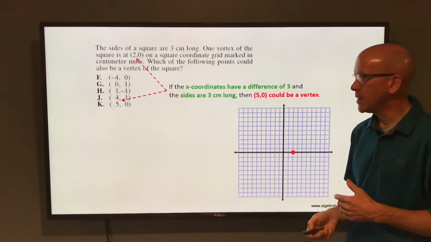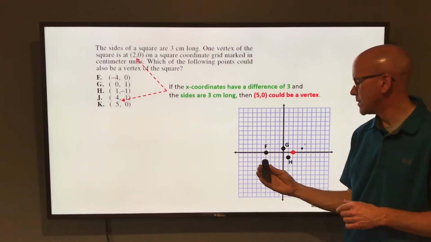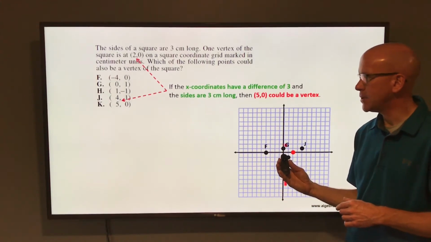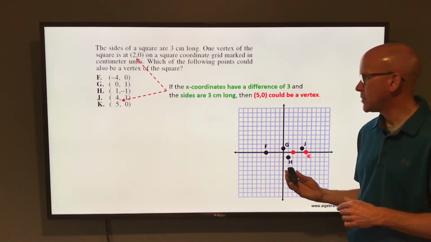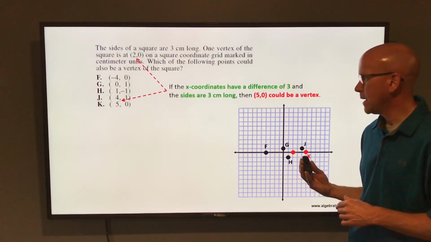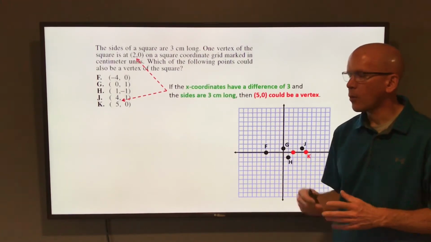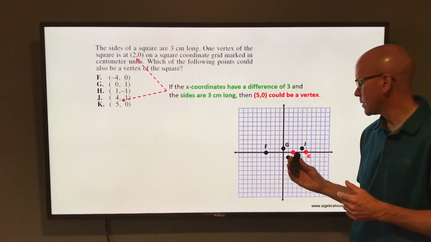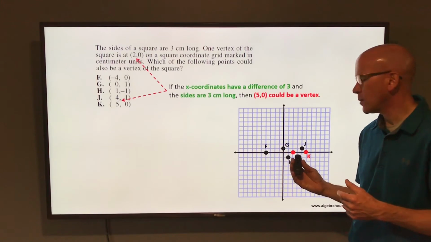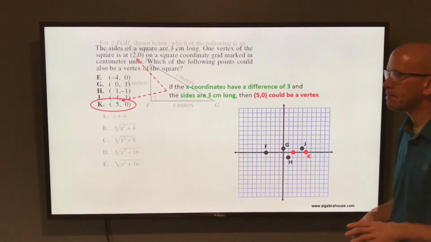Just to verify that, you could put those points on a graph, starting with F at negative 4, 0, G at 0, 1, H at 1, negative 1, J at 4, 1, and then K at 5, 0. And with your home point being at 2, 0, you can see that 5, 0 is 3 away. So the answer is letter K, 5, 0.